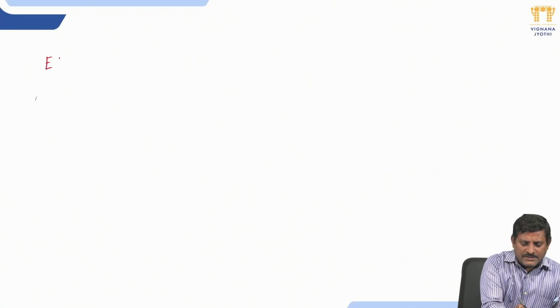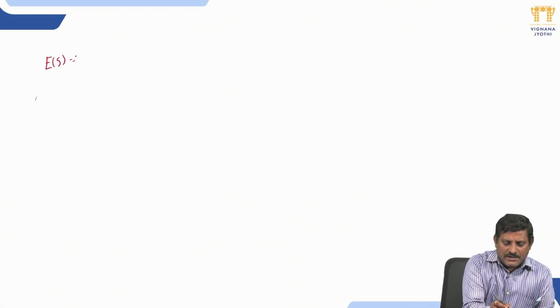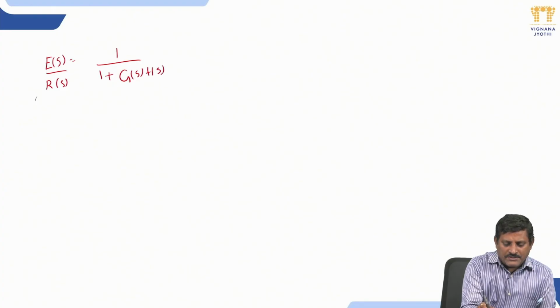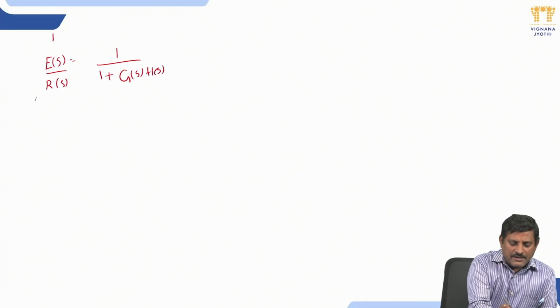Error function E of s. The error transfer function E of s by R of s is equal to 1 by 1 plus G of s into H of s. This is the error transfer function.